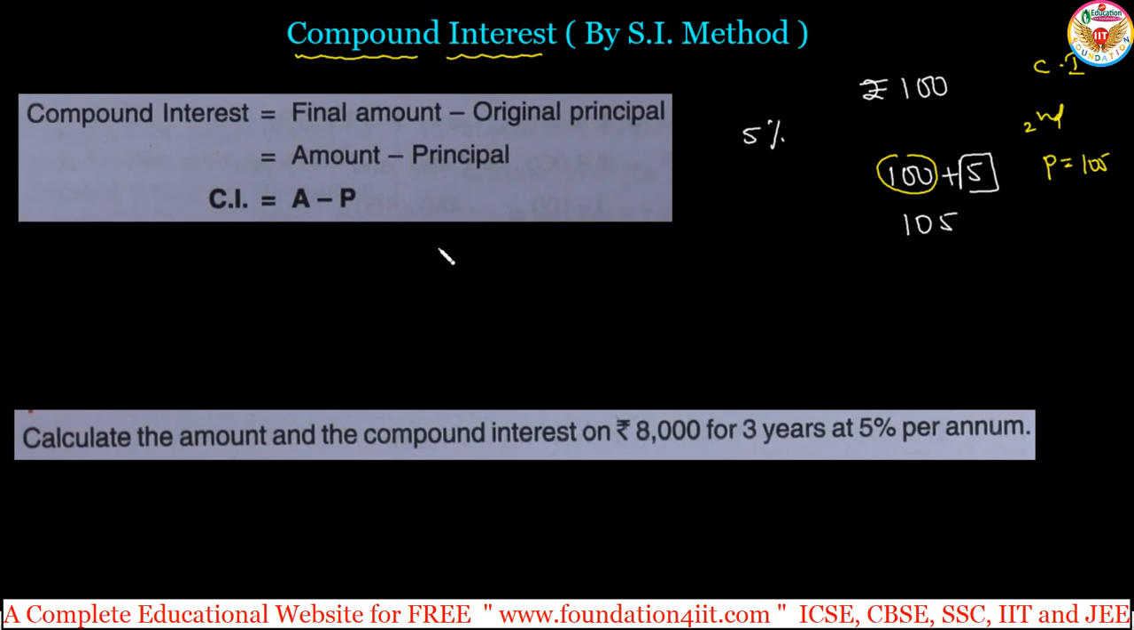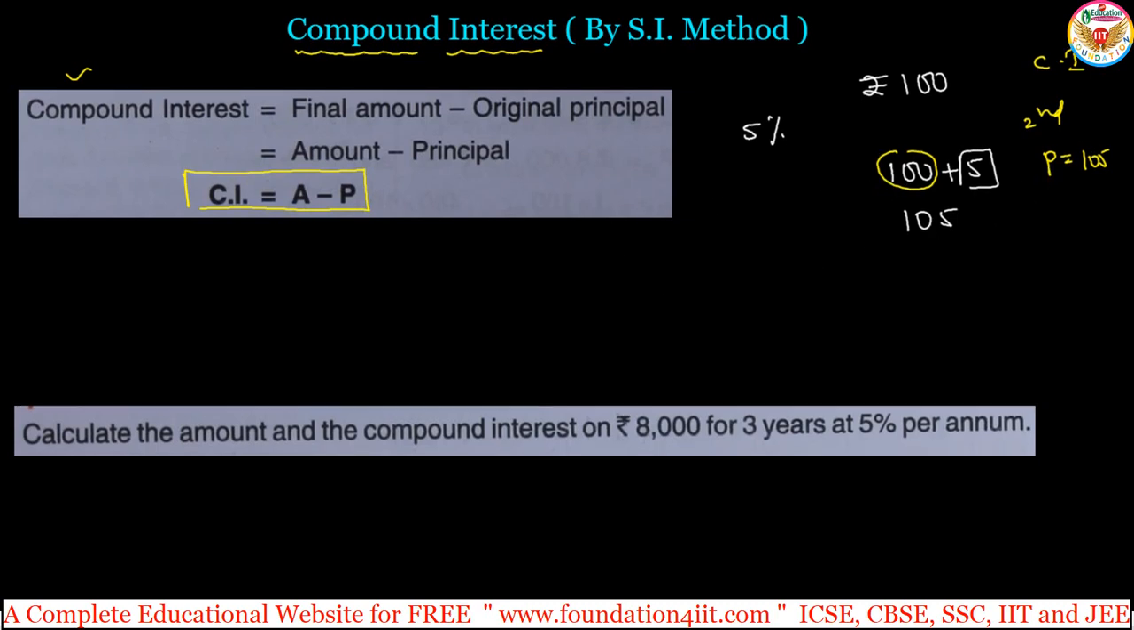So let us see the example clearly. Compound interest is the final amount minus the original principal. Every year the interest will be added. So amount minus principal is the compound interest. You'll understand this concept clearly using this example. I'll show each and every step clearly here. Calculate the amount and compound interest on rupees 8,000 for 3 years at 5% per annum.